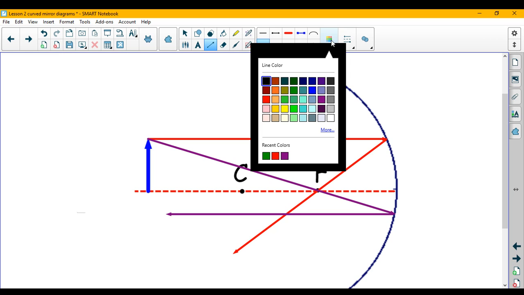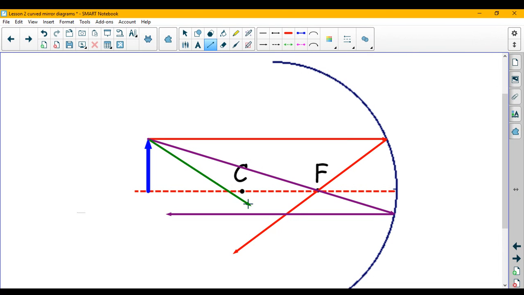Rule number three was that the light would start at the top of the object, it'll go through the center of curvature and back along itself. There we go, and back along itself. Voila.